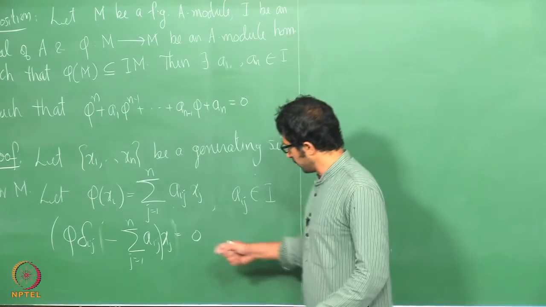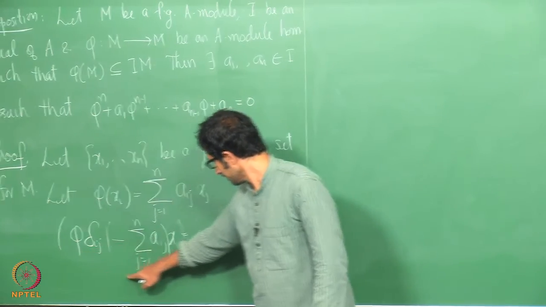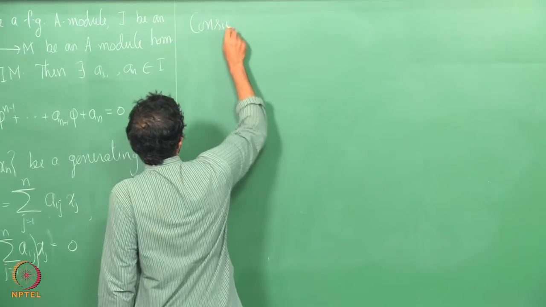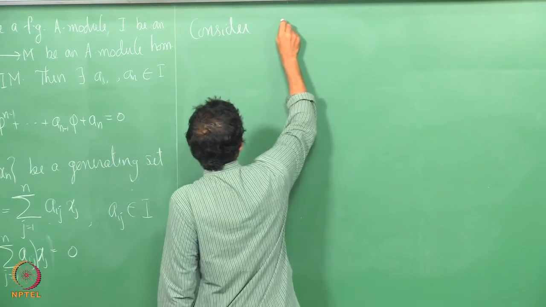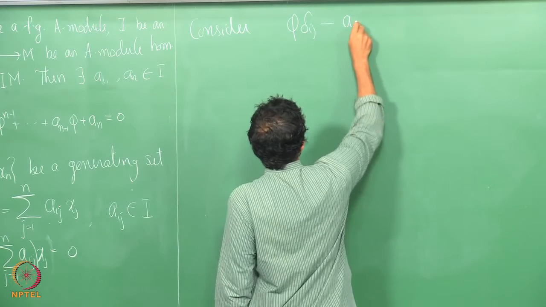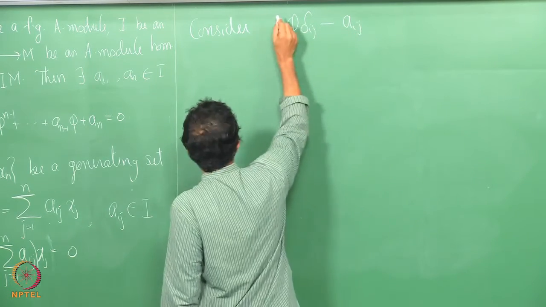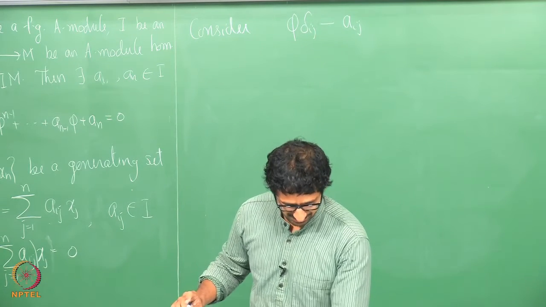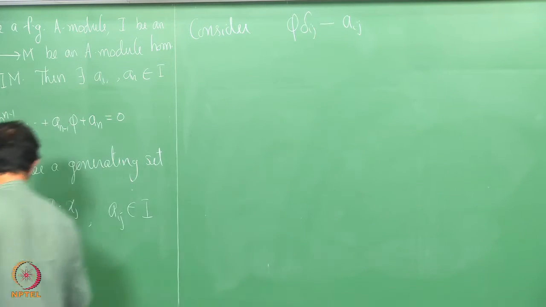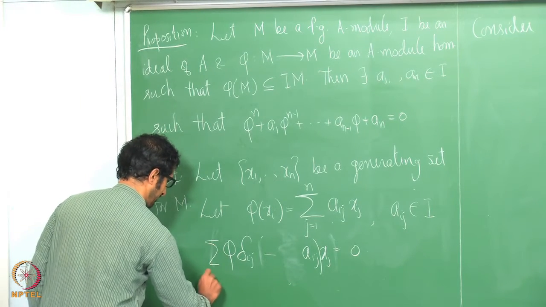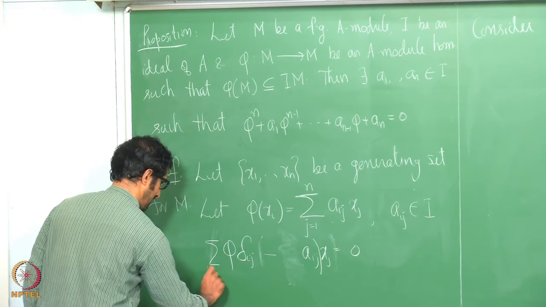Now look at this. Consider phi delta_ij minus a_ij. So I am writing this as a summation outside this, I am sorry. So this should be here, j from 1 to n.